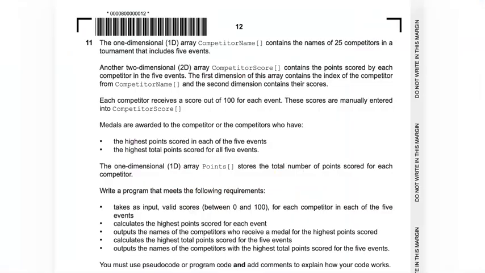So if we look at the second bullet point, we calculate the highest points scored for each event. That is all we are doing. We're finding the highest for each event, and we're going to output the name of the competitor who received a medal for the highest points scored. So we need to store the index of who got the highest one.